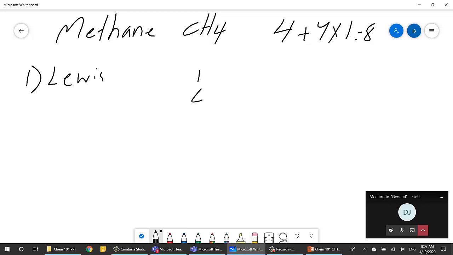So carbon in the middle, we have 4 H's, and Lewis does not have any angles except 90 and 180. So this is actually the Lewis structure of methane. The angle here, according to Lewis, is 90 degrees. But everybody knows that this is not actually the exact structure of methane, because the angle in methane is not 90 degrees, in fact. And Lewis only thinks in 2 dimensions.